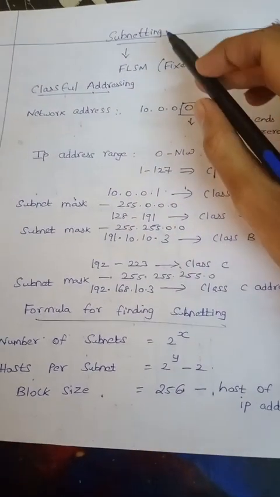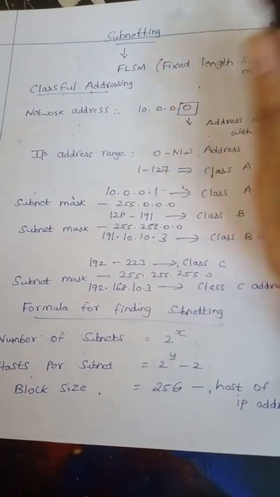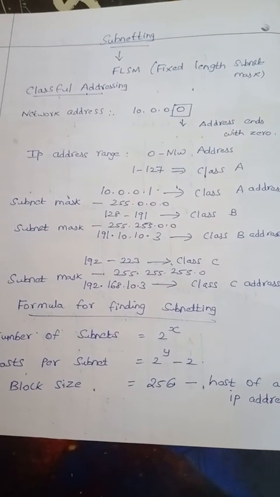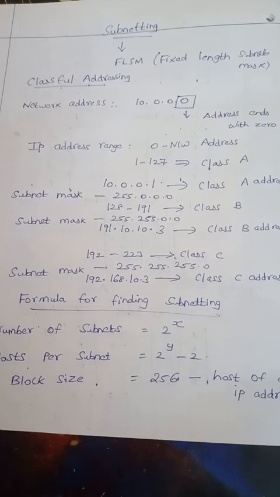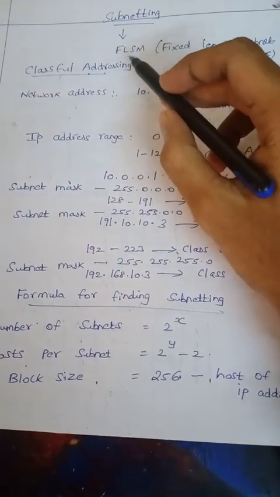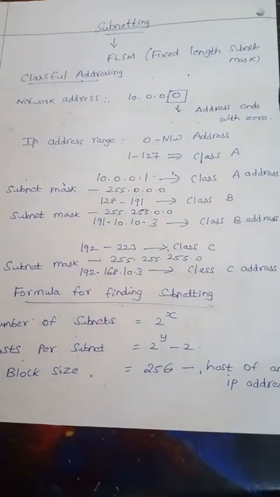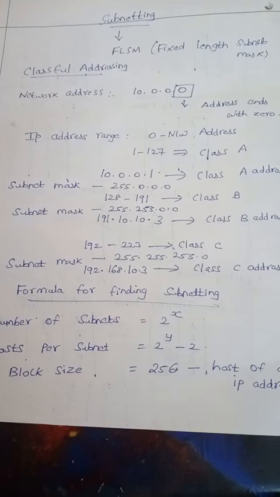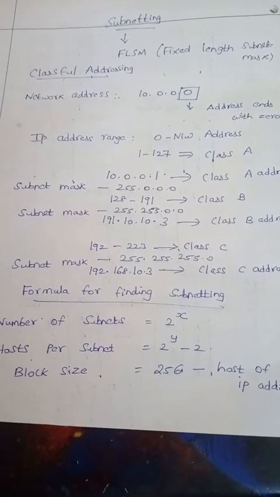Today we will discuss the topic called subnetting. What does subnetting mean? Subnetting is dividing a larger network into smaller networks. This will be represented as FLSM. What does FLSM represent? Fixed length subnet mask. First I will start with the network address.